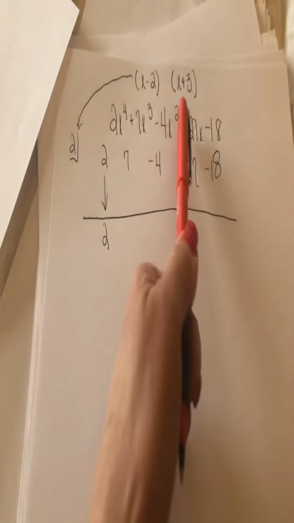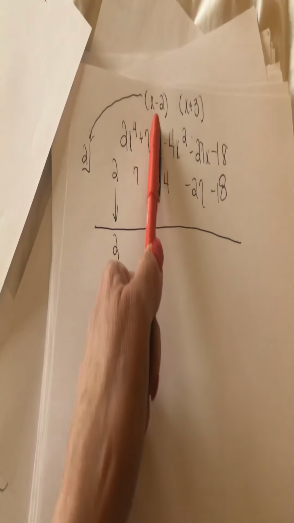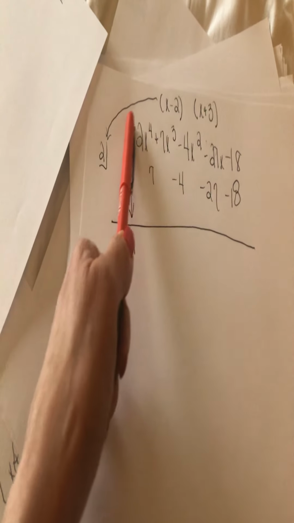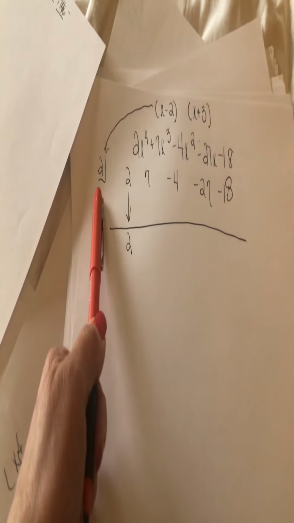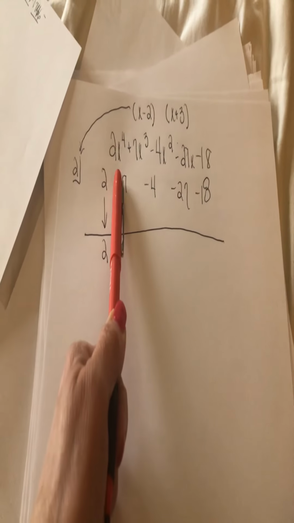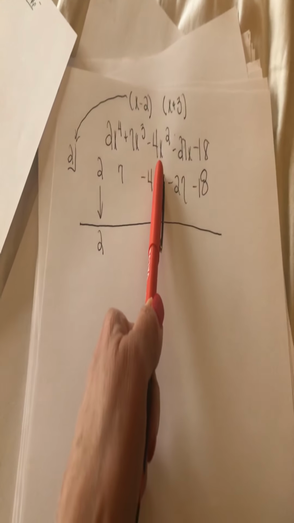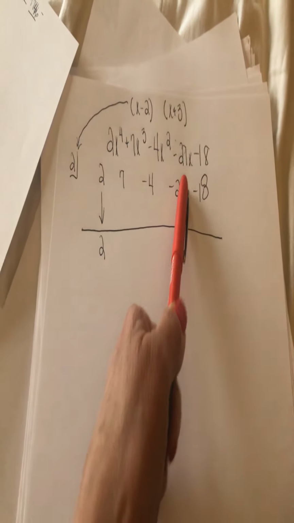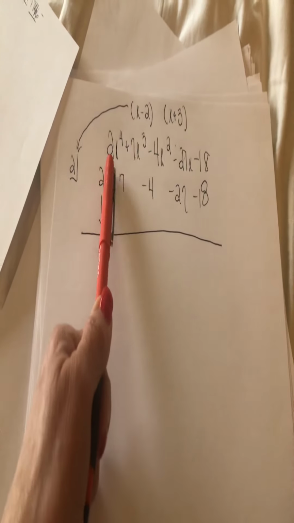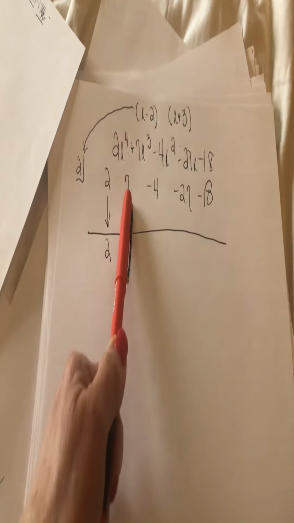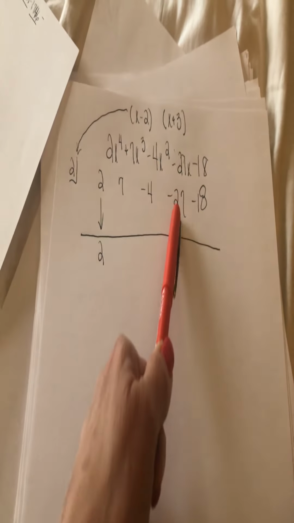So now we're going to focus over here on my paper, and don't mind my messy bed here, but here we have x minus 2 and x plus 3. So the first thing I'm going to do is take that 2. Don't forget, we got to change the sign, put it in a box by itself. Then we have the polynomial 2x to the fourth plus 7x cubed minus 4x squared minus 27x minus 18, and I'm simply just going to bring those coefficients down. So you see I've done that.